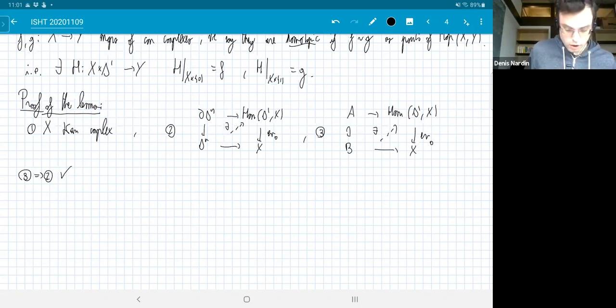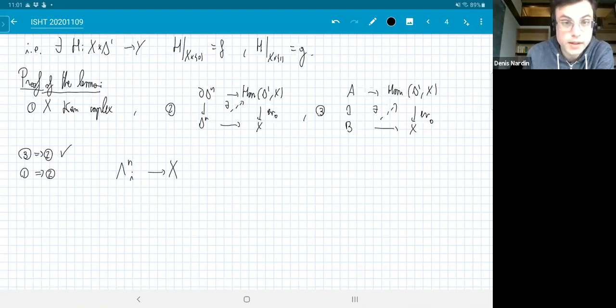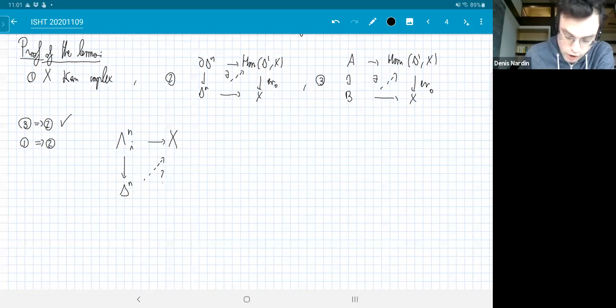So let me show, let's see, what should we start with? Let's do one implies two. One implies two. So, okay. We want to show it's a Kan complex. So we have a map like this, and we want to extend it. And the trick is to consider the following map.